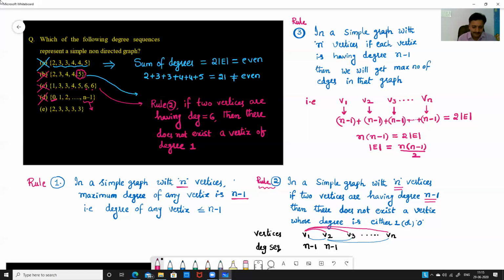So the explanation for this one is, if a vertex is having degree n minus 1, it is connected to the remaining n minus 1 vertices. In such a case, I cannot find a vertex whose degree is 0. Therefore, 4 options are eliminated. Now I want to verify, is it a graph or not? Means in a 5 vertices graph, there are 4 vertices of degree 3 and only 1 vertex of degree 2. Can you think and draw a graph which is satisfying the condition?